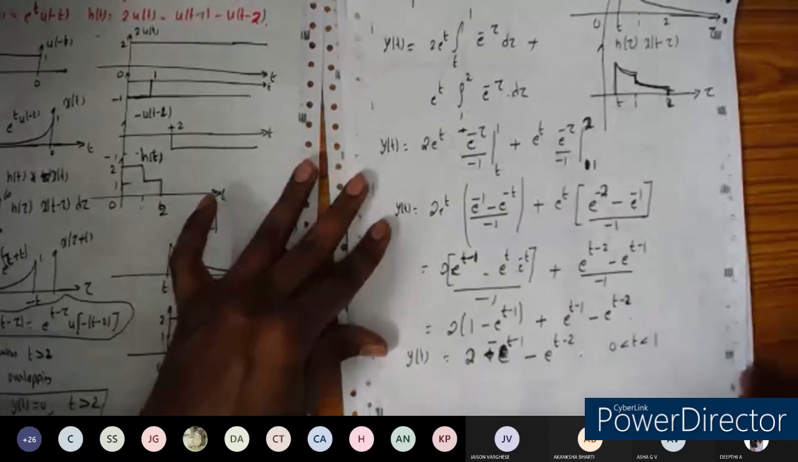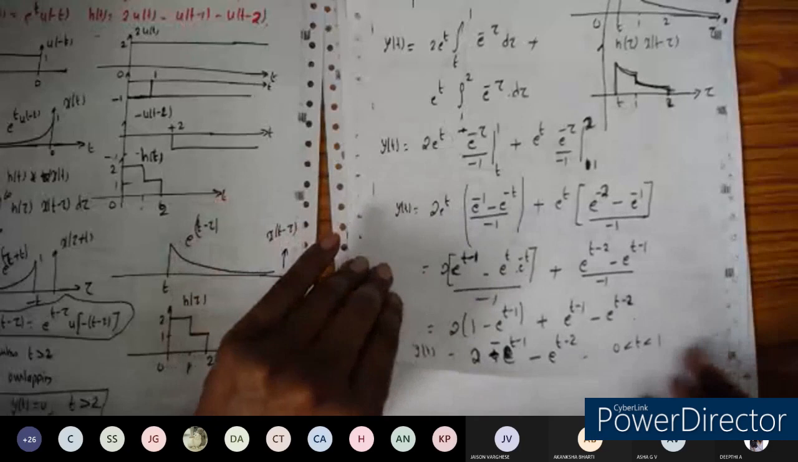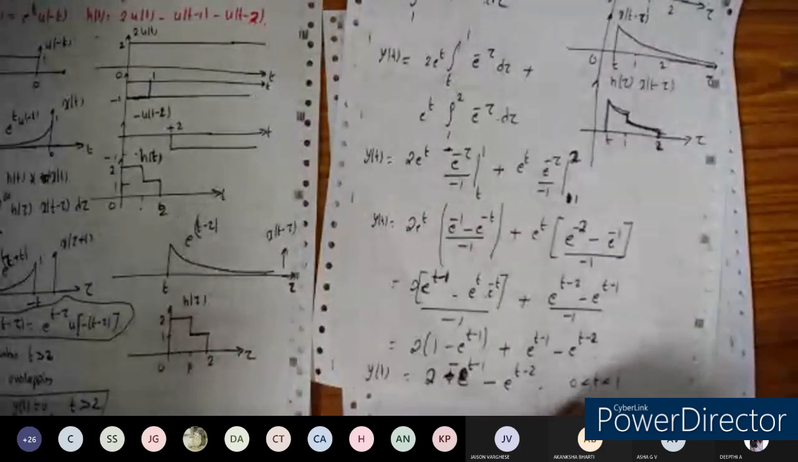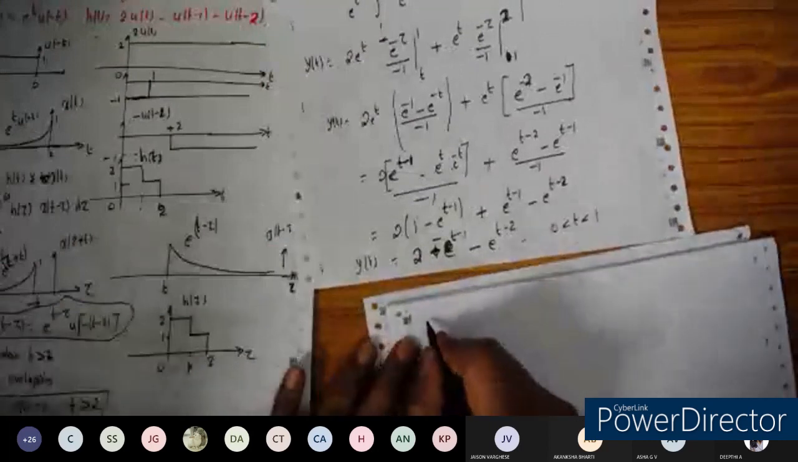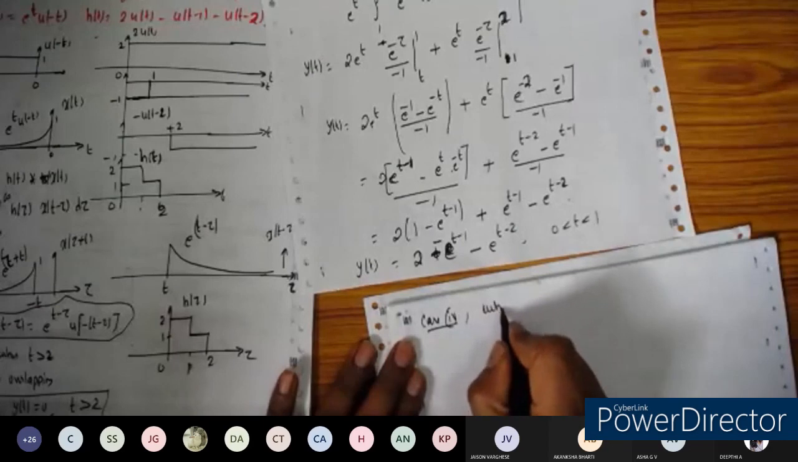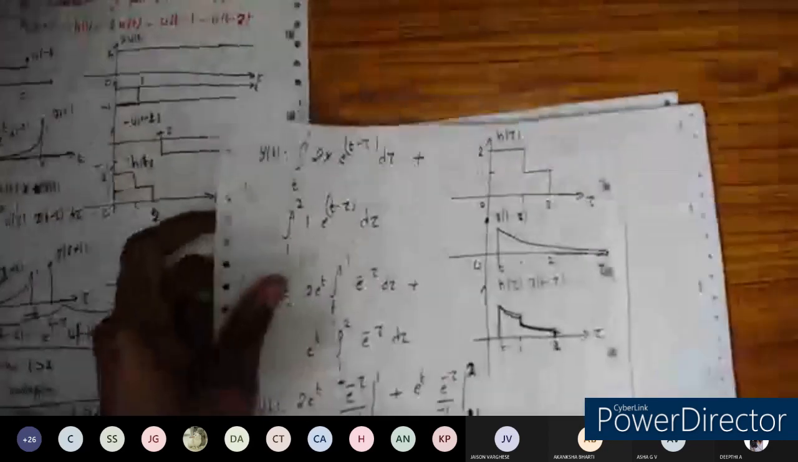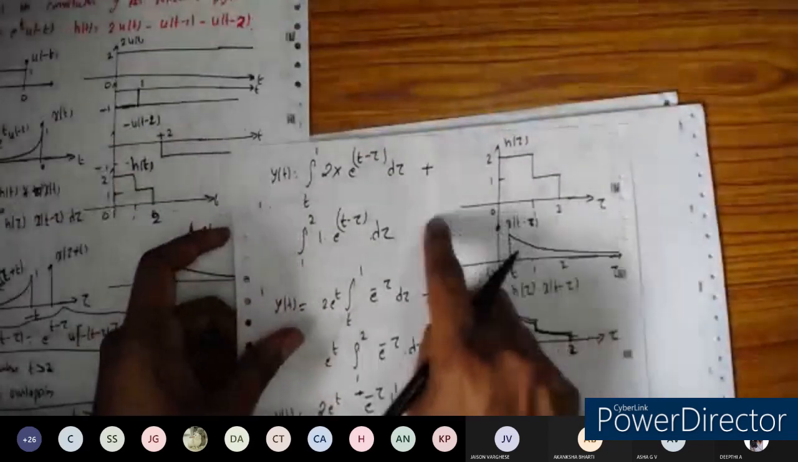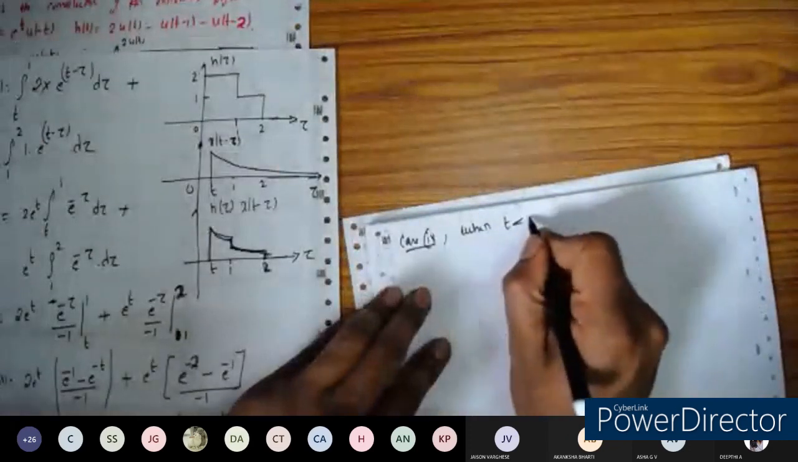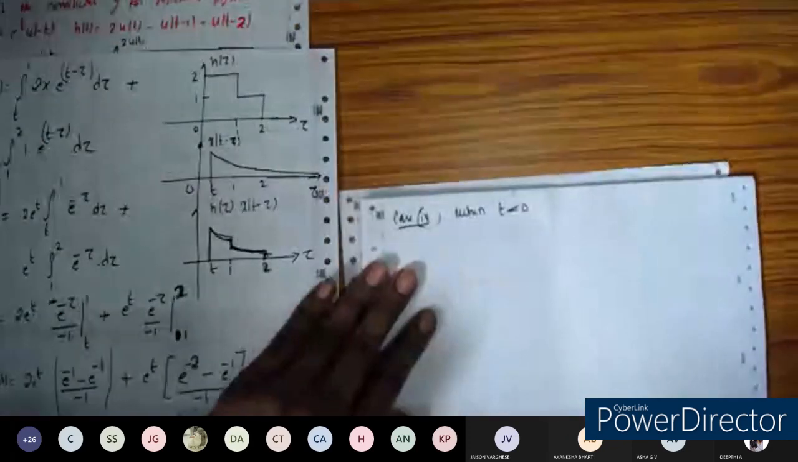Okay, so now let us take the next case, the last case, case number 4. So any doubts with this one? Any doubts? Okay, so let us take the case number 4. So the next case is when t can take the value less than 0. When t can take the value less than 0, let us see how the waveform will look. So when t is less than 0.